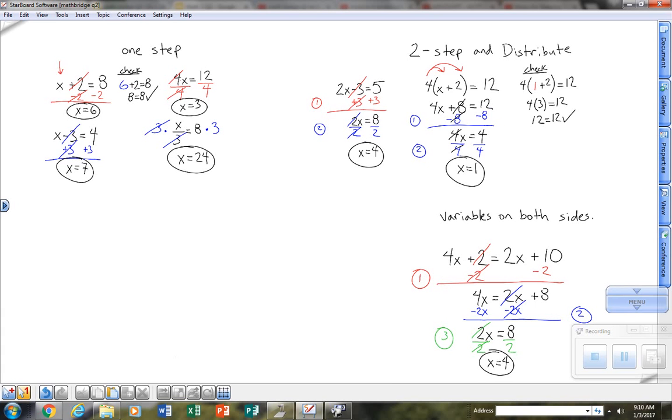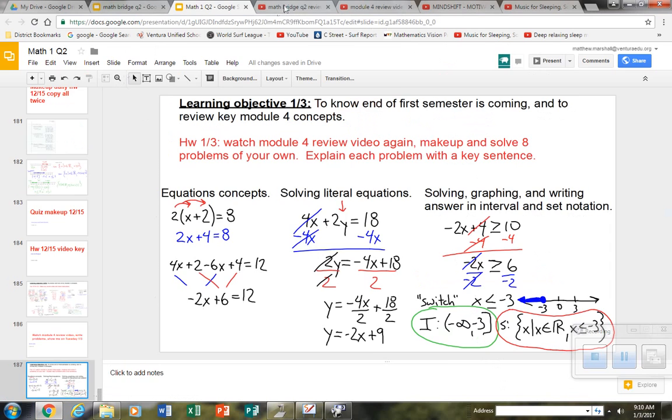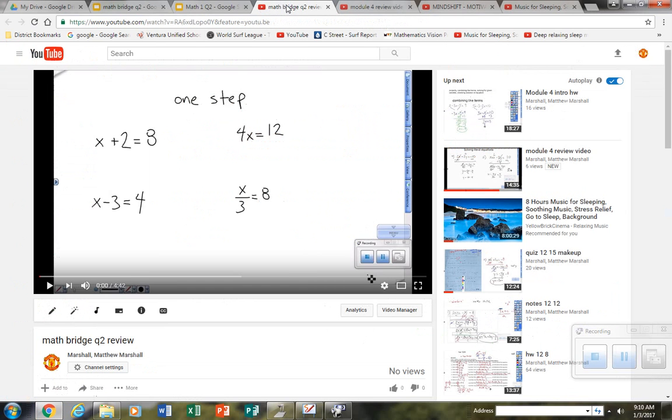For tonight's homework, I'm going to have you copy down these problems and then write a sentence about each one. If you want to change the numbers up and do your own, feel free. But here we go.